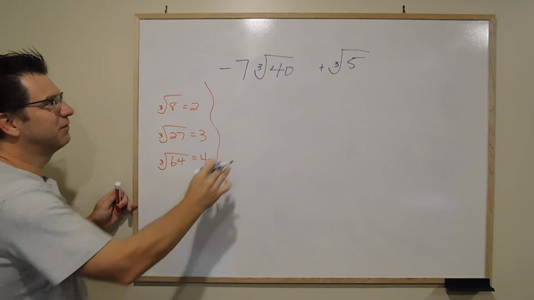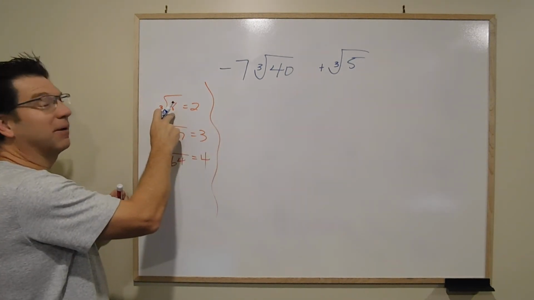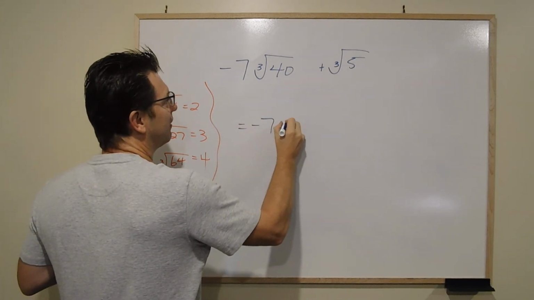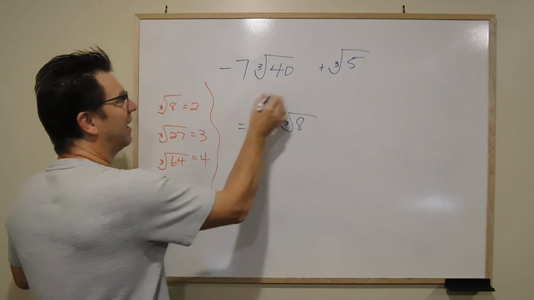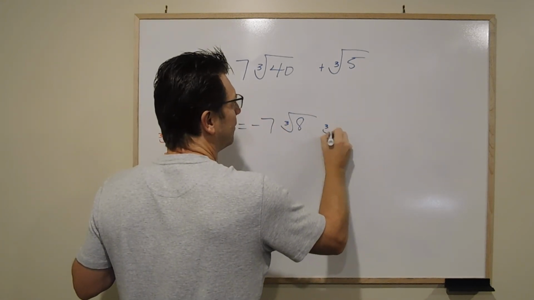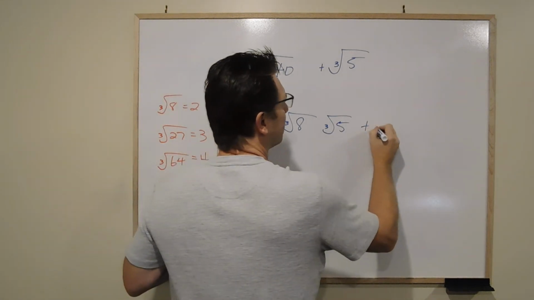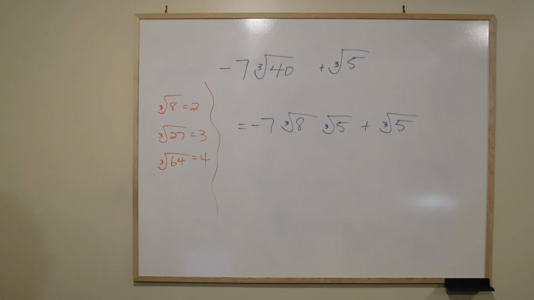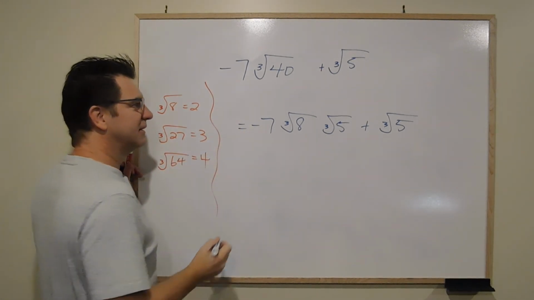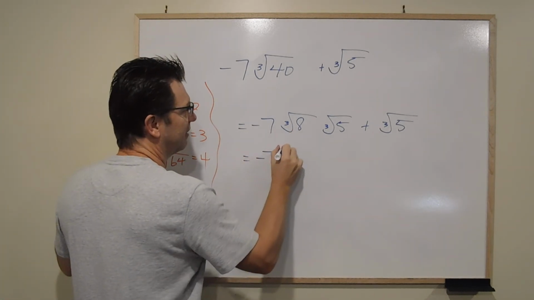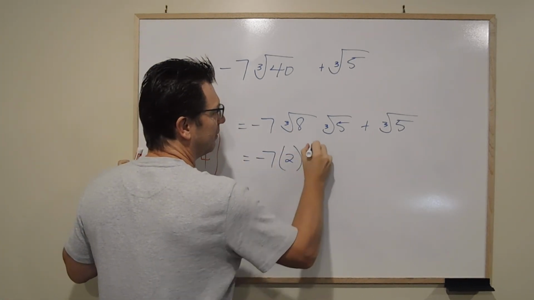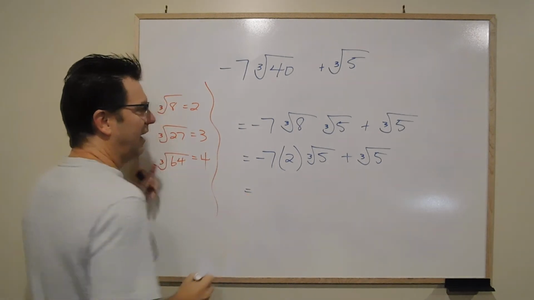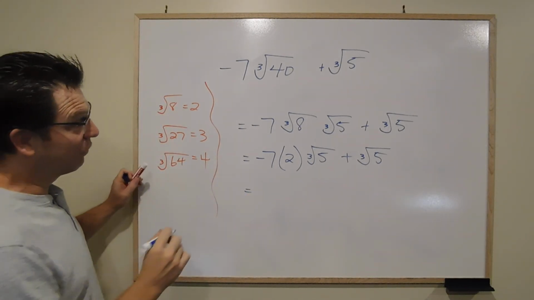What I notice is that 40 can be divided by 8. So we can use that one. Negative 7, and we have the cube root of 8 times 5, plus the cube root of 5. Okay, I'll give you a second to have a look at that. Now the cube root of 8 is 2. So I have negative 7 times 2 times the cube root of 5 plus the cube root of 5. And negative 7 times 2 is negative 14.